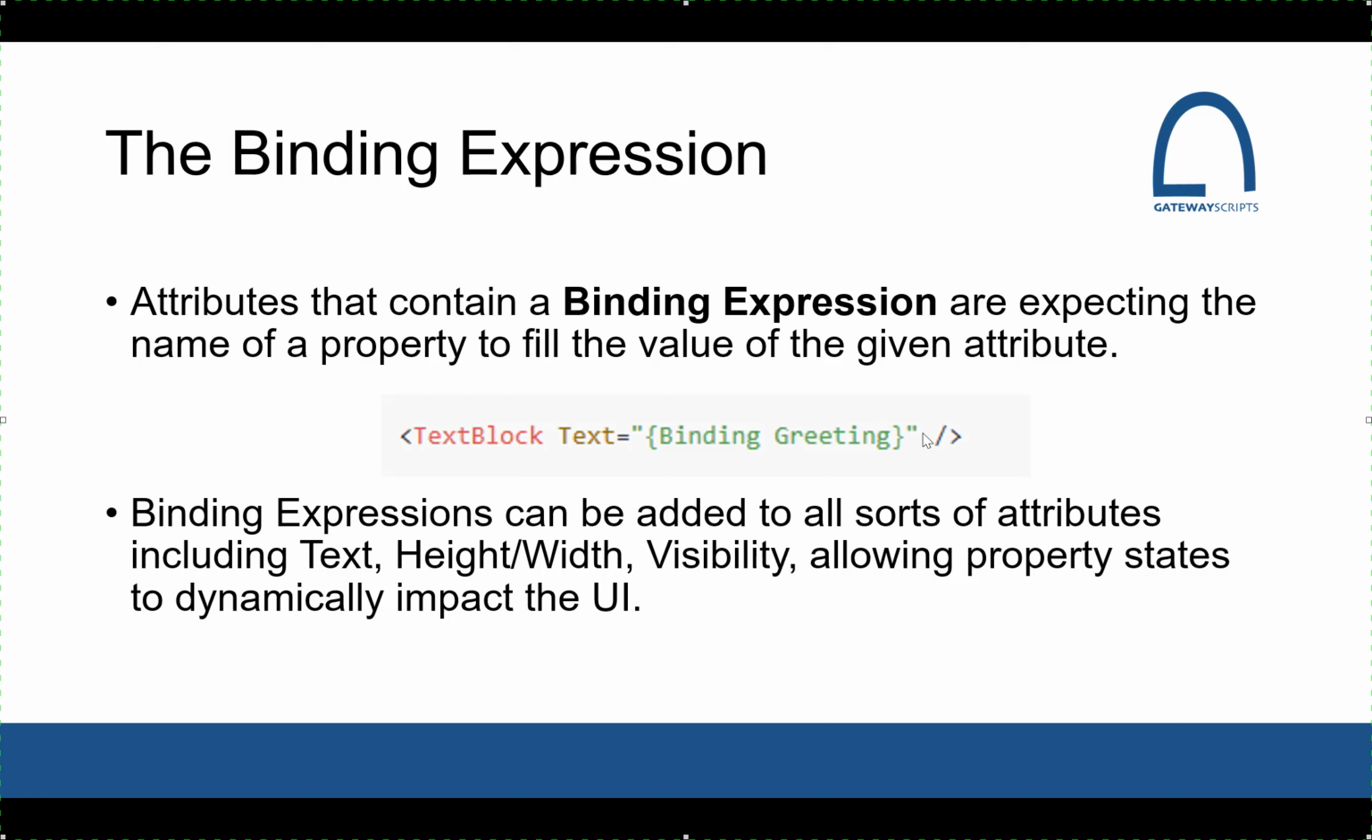So here you can see the text block with just the simple binding expression. The idea here is that whatever comes after the binding expression is the name of a property, and that property will have a value of what you want to see in that attribute. But it doesn't just have to be the text attribute. You can also set binding expressions for controlling the way that user interface elements look, like the height and the width, or the visibility of a user interface element can also be set to a binding expression, allowing the property states here to dynamically impact the user interface in a number of different ways.